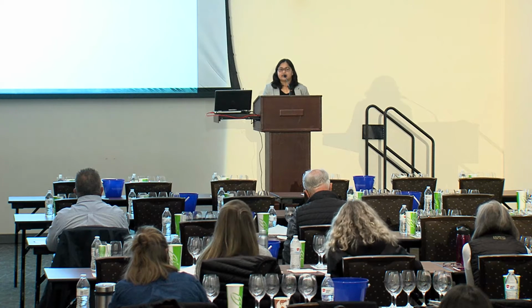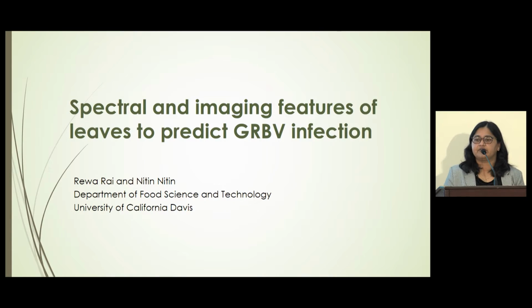As Christian said, we are working on sensing technology that is very much required and that can be used to detect grapevine red blotch virus infection in the field, in the vineyard. We are at the early stage of this discovery, but I'm going to explain why we need this kind of technology and how we can develop it. We are currently working on the spectral and imaging features of leaves that can help in prediction of these kinds of infections.